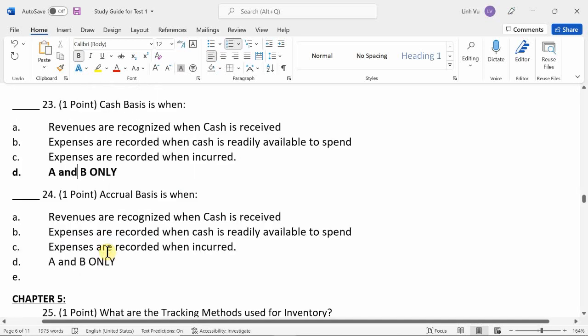24. Accrual basis is when? When they're incurred. Yes, when expenses are recorded when incurred, right? So in this case, answer C is correct.